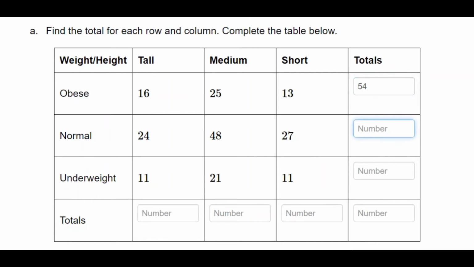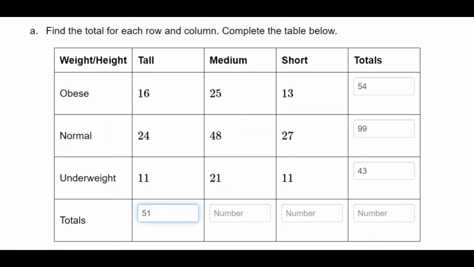Similarly, in the next column, the total number of people who were normal, including all tall, medium, short, was 99. And the third column, the total number of underweight people turns out to be 43. And now we need to do the column totals. So in the first column, we are computing the number of tall people, including all the overweight, normal, and underweight people, and that turns out to be 51.